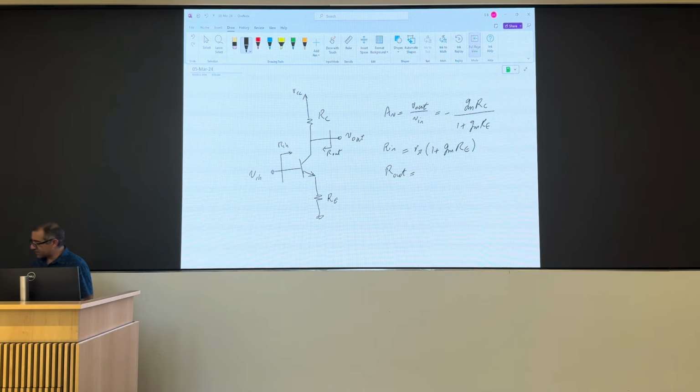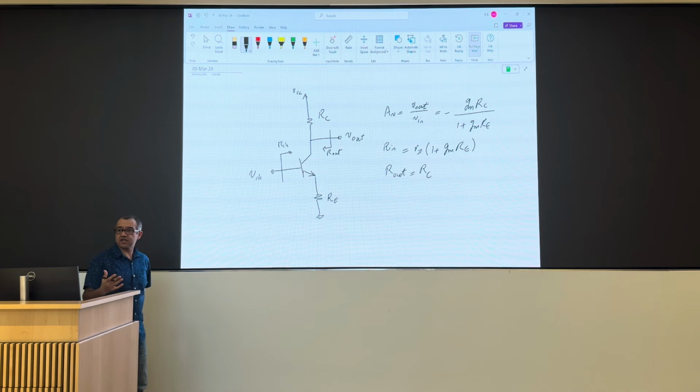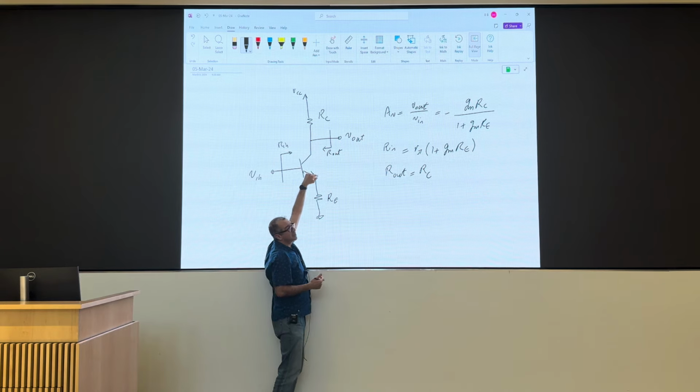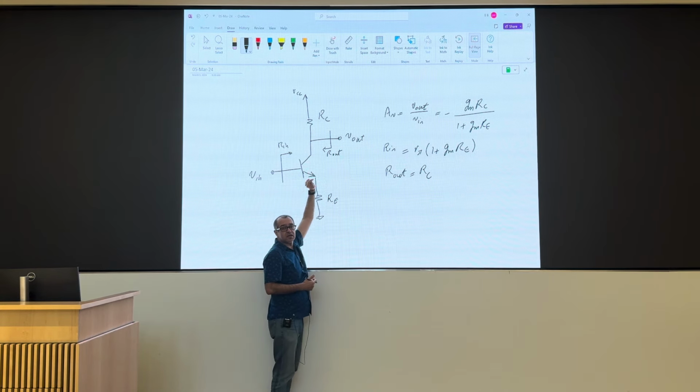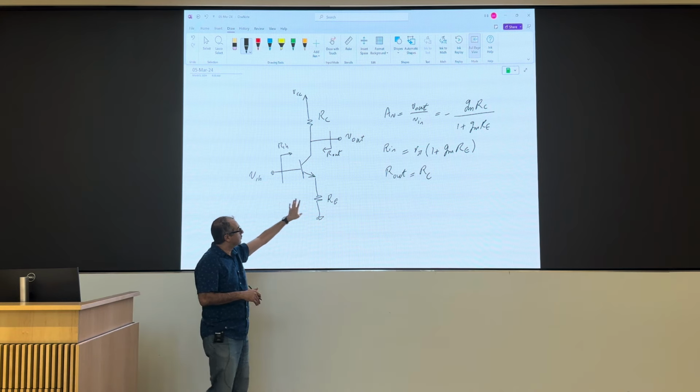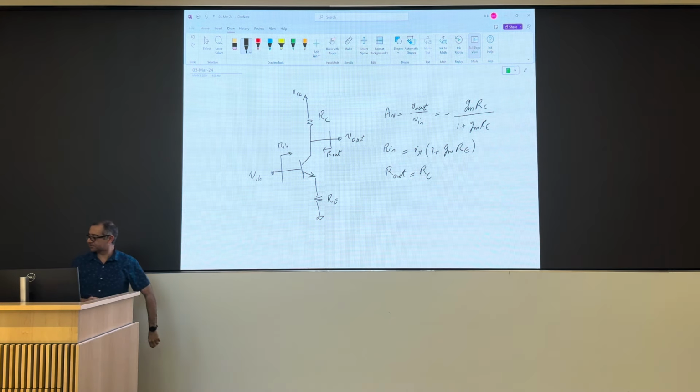Because small signals, VCC will be ground. And this is if we ignore the early effect. If you don't ignore the early effect, it's a little bit more complicated. You have a small signal resistance between the collector and emitter. For this course, for what you normally deal with, don't worry about it, this is good enough.